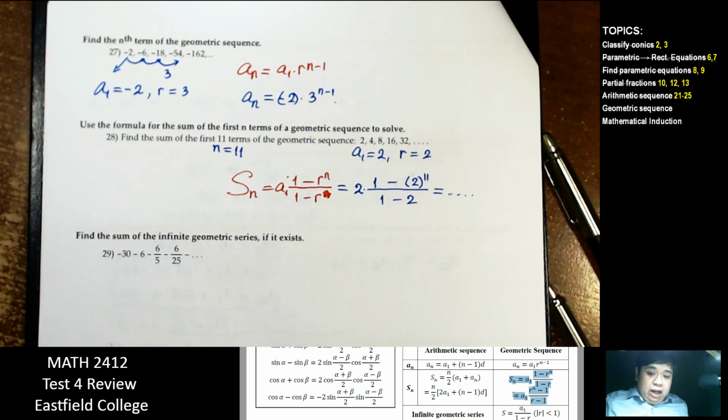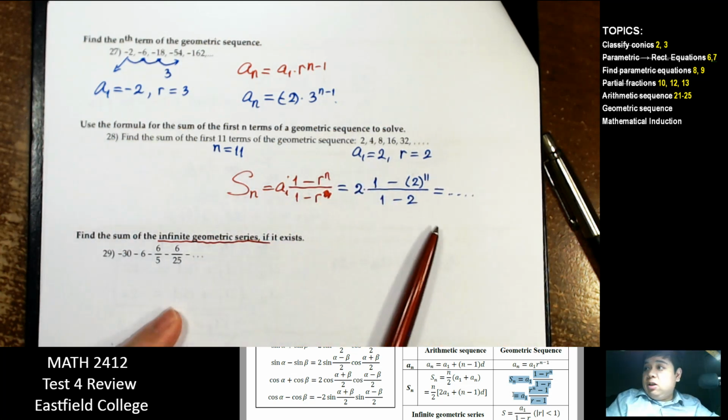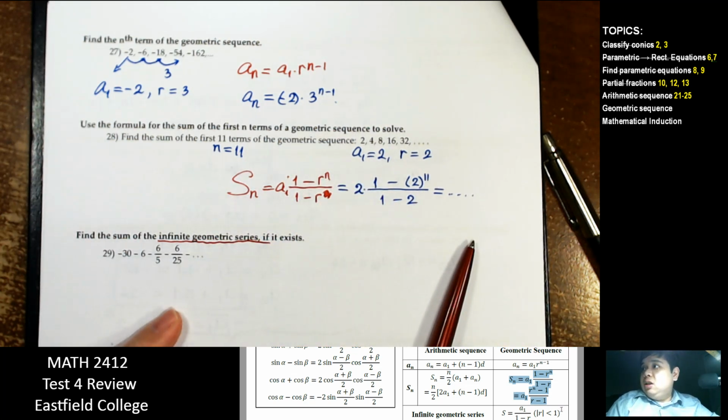Right, next, this is the infinite geometric series, a little bit different. That will be the one in the last.